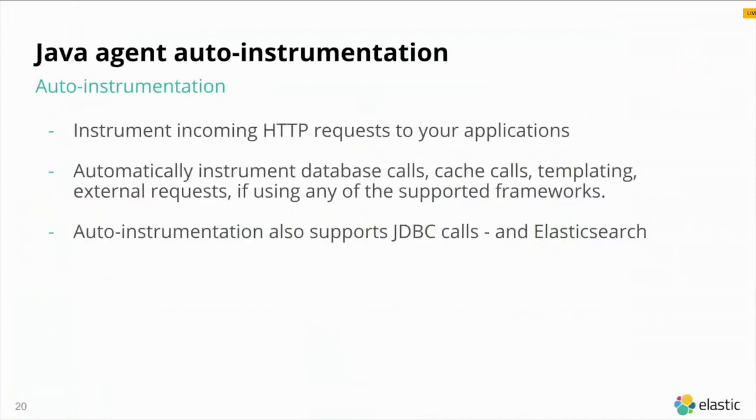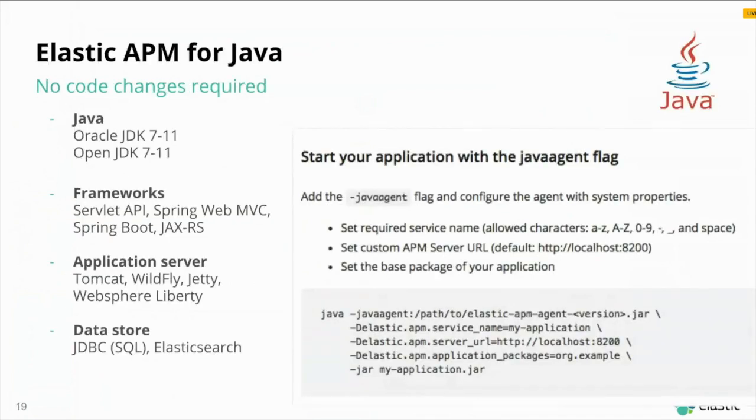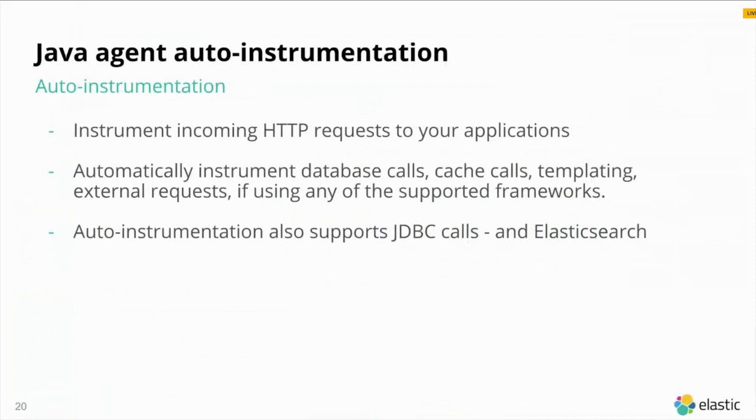Just to recap what works out of the box, if you are using any of the frameworks that are listed here, the Java agent will automatically group all of your incoming requests to endpoints, and it will instrument database calls, JDBC calls, cache calls. It will do templating, external requests out of the box, and that will show up in the waterfall visualization that I just demoed before. On top of that, not only do we support JDBC, but also calls to Elasticsearch. I just wanted to mention that as well.